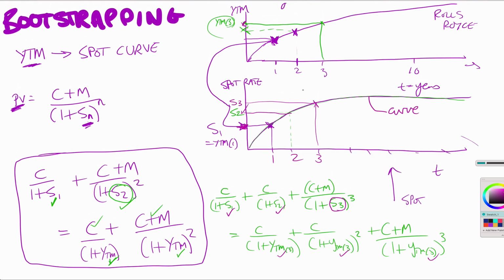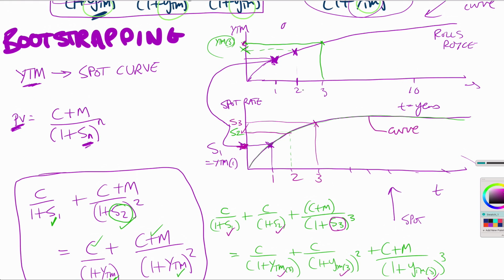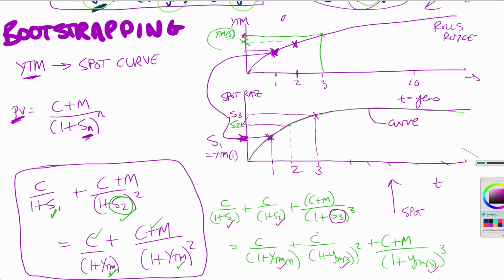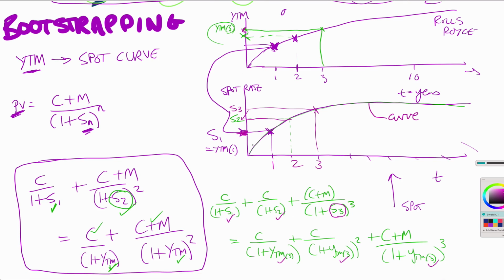So you take the yield curve of coupon paying bonds. This is the yield to maturity. Just take all the Rolls-Royce bonds you can find and plot the yield to maturity, which is the single discount rate that discounts all the cash flows back to the price. Plot that on a graph, and then you can use this bootstrapping technique to infer the spot rate curve.